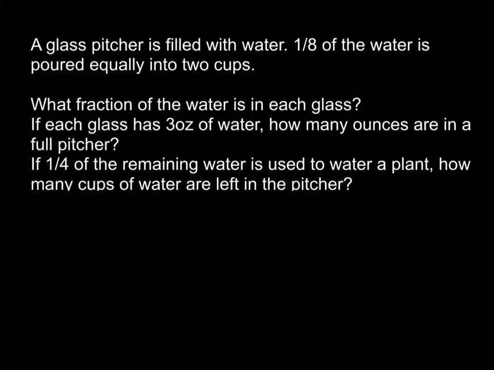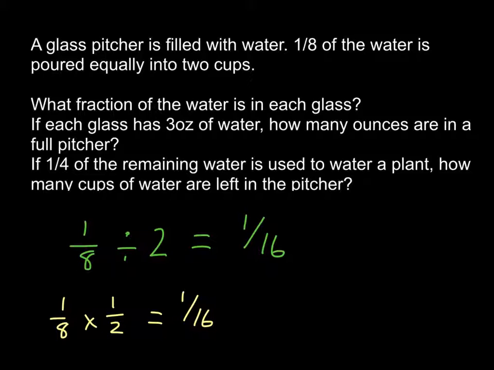Okay, so first, figure out what fraction of the water is in each glass. The first thing that I did is I have 1/8 of the water being divided by 2 glasses, which gives us 1/16. And here I checked my work by doing 1/8 multiplied by the reciprocal, so I'm flipping division into multiplication, and 2 over 1, because remember 2 over 1 is the same as 2, into 1/2, and when I multiply across, I have 1/16. So I already know that 1/16 of the pitcher is in each glass.